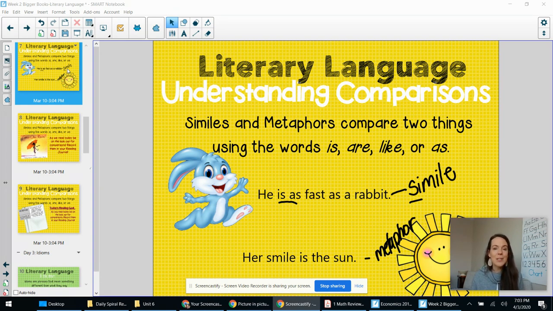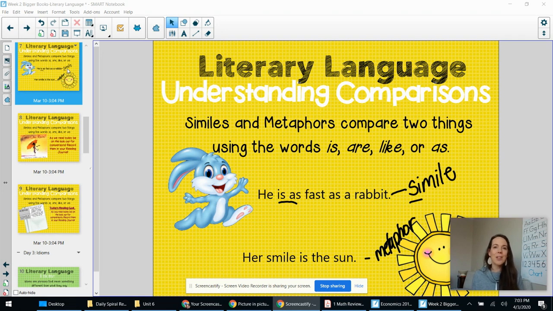A metaphor is when you are saying something is that thing. So, for example, her smile is the sun. That is an example of a metaphor. Now, is her smile actually the sun? No. And he probably is not as fast as a rabbit.